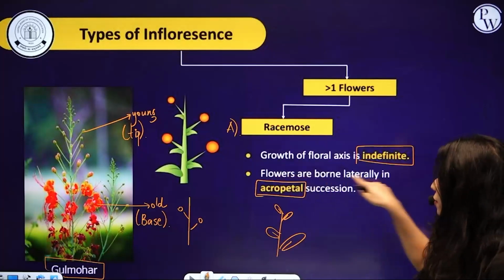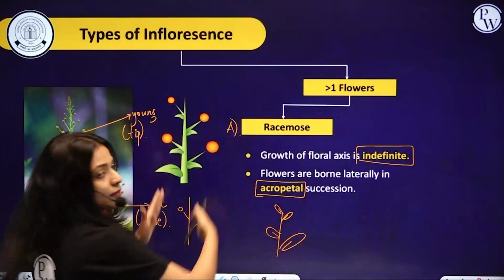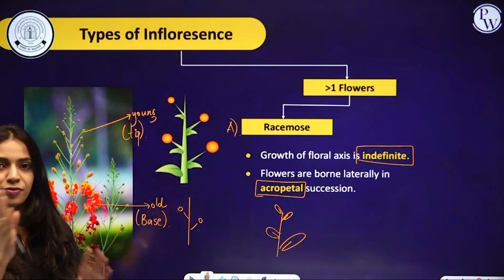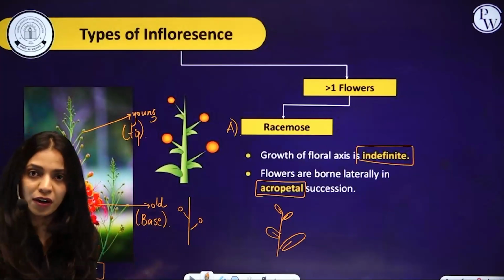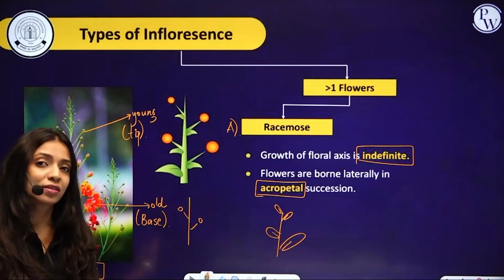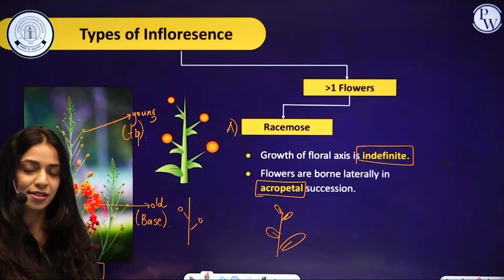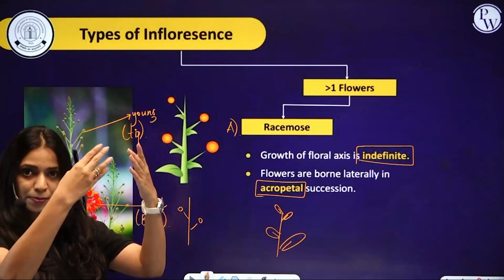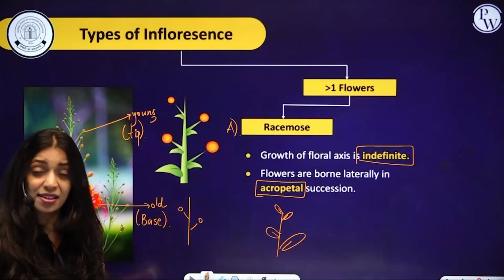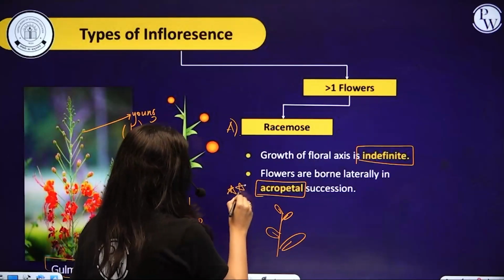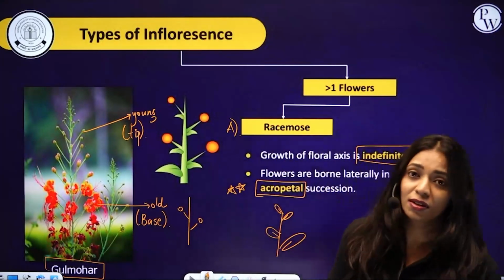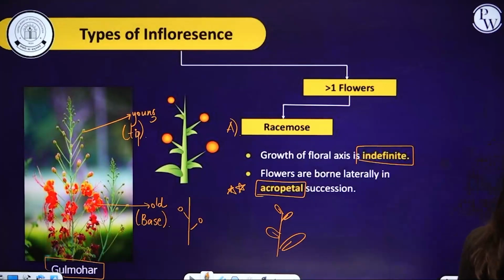Second point is flowers are borne laterally. You have the floral axis, flowers are borne on the sides of it, so we say that flowers are borne laterally. The third point is based on how the flowers are arranged on the floral axis. The youngest are at the tip, the older ones are at the base. Such a type of arrangement is referred to as acropetal arrangement or acropetal succession. You can see that in leaves as well.